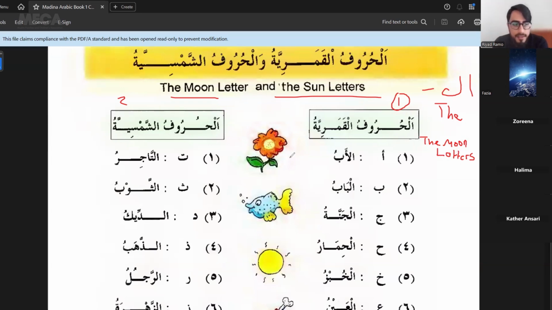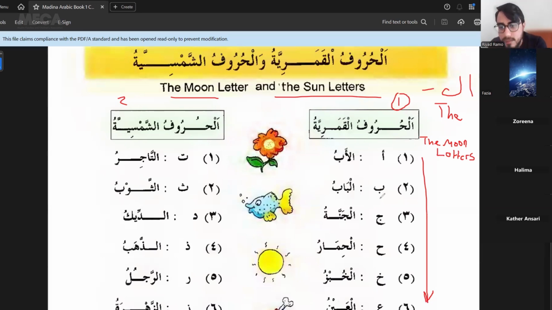So for example, do you want me to zoom in? Does anyone want me to zoom in? I feel like I should zoom in. We have the book. We're following with the book. Okay, it's good. Look at number 1, alif. All of these letters, to the end of this half section, al-huruf al-qamariyya, we all have to pronounce the alif lam clearly.